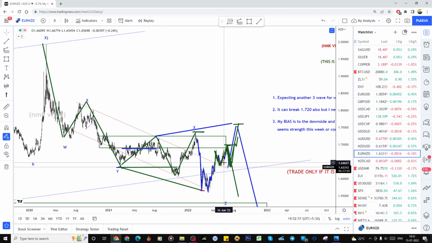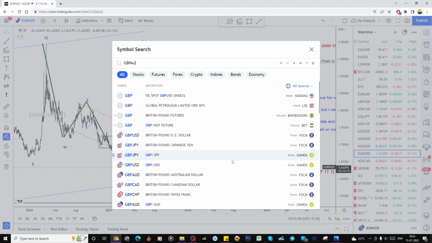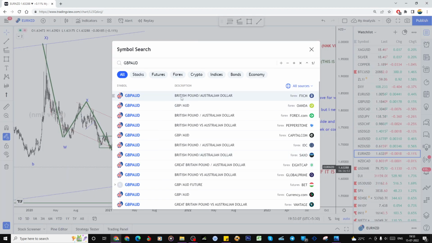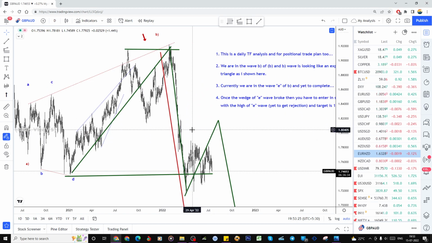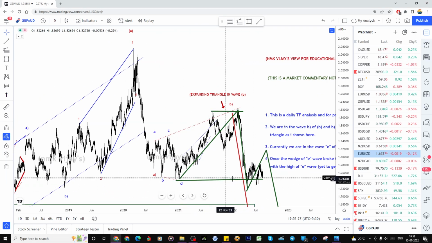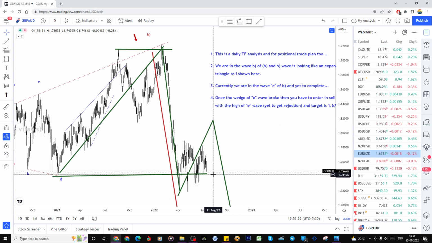So this is the only one I'm having, and I already showed that the same pattern happened in the GBPAUD. If you are new, I will show you that also. The same pattern. Look at this. A, B, C, D, and E. So this is the one impulsive A. The B is an expanded triangle. That is why I have explained. And what I said, 1, 2, 3, 4, 5. It has already reached the target below this one.